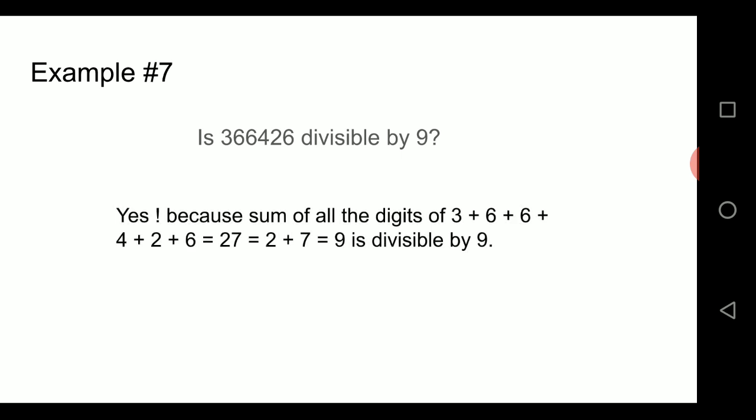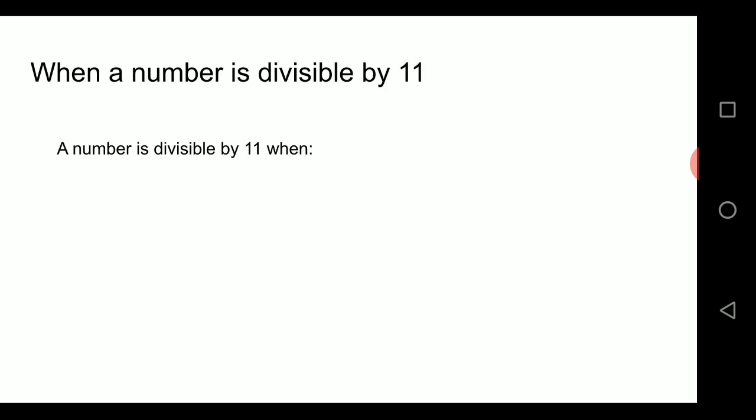So if you're not able to figure out whether this answer is divisible by 9, or if the number is too big for you, simply add the digits. Further addition will tell you whether the number is divisible by 9 or not. So 27, I cannot determine if it is divisible by 9, so I add the two numbers, 2 and 7, and I get 9, which is divisible by 9. So this tells me that the whole number, 366426, is divisible by 9. That's my answer.